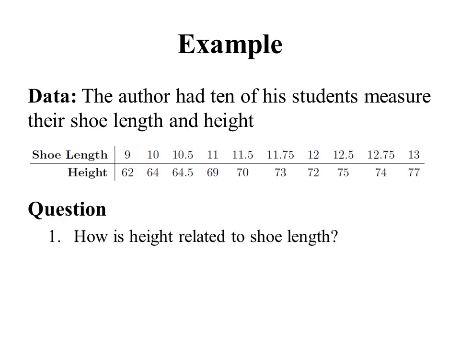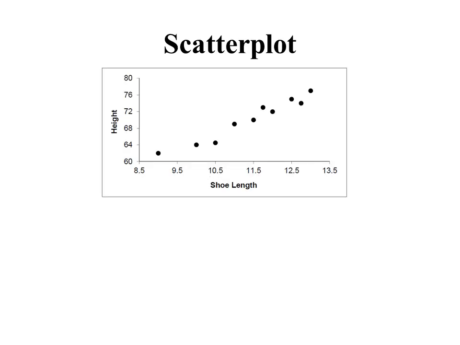So let's take our first question. How is height related to shoe length? And we can answer this question with a really simple graph. What we're going to do here is just plot each pair of numbers. We're going to have a horizontal axis for our x values, that's shoe length, a vertical axis for our y values, that's height, and then we plot each pair of numbers.